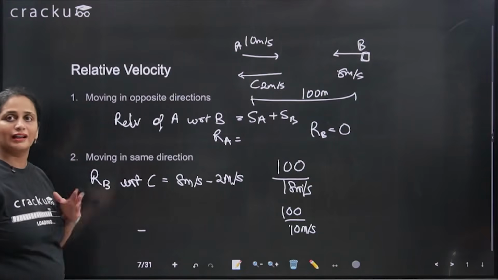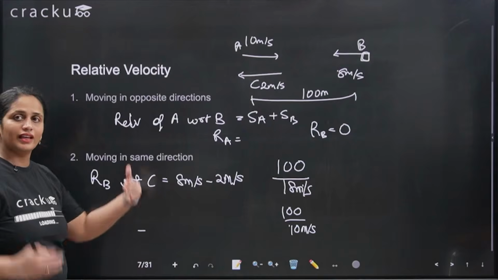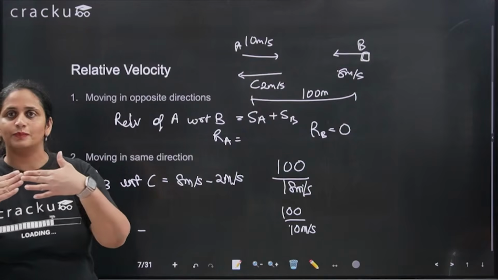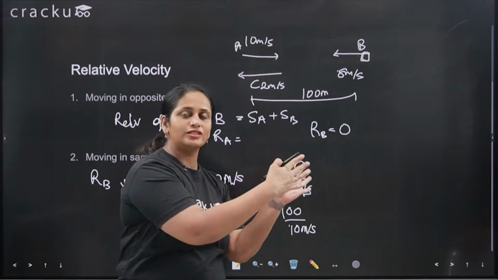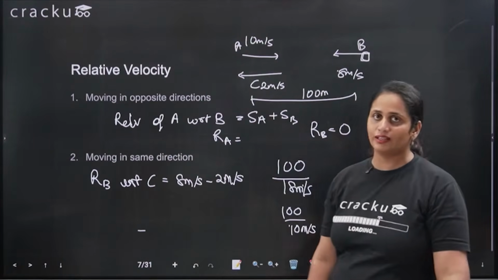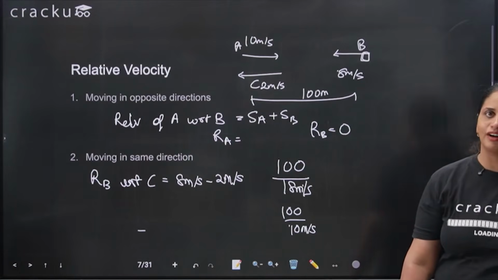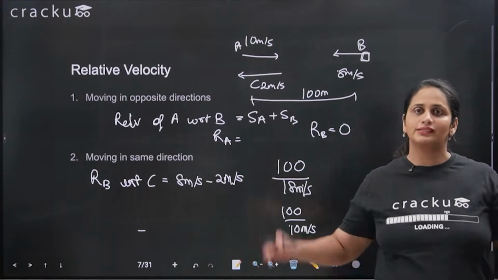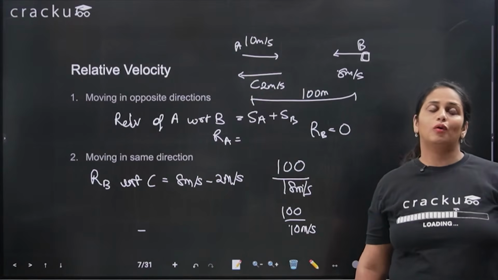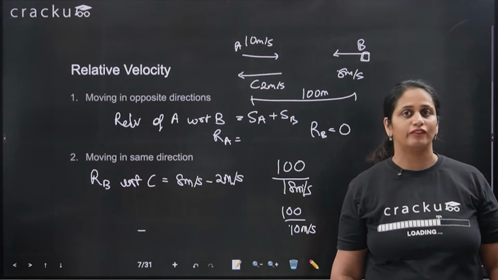So when people are running in the same direction, you have to subtract the speeds. When they are running in opposite directions, you have to add the speeds. When they are running in the same direction, you have to take the difference of the speeds. This is the idea of relative velocity. Remember that the overall distance covered will be the same, and the overall time taken will be the same. But the individual distance covered by each one of them will be different.